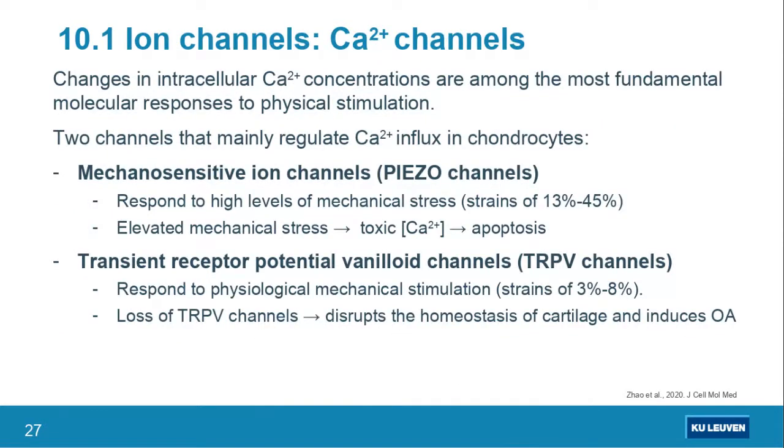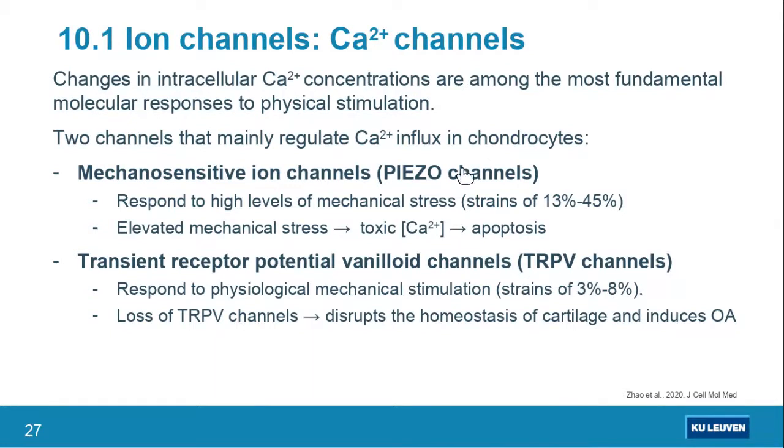Normally, there are many types of different ion channels, but in the case of chondrocyte mechanotransduction, the calcium channels are the most important ones, because intracellular changes in calcium concentrations are one of the most fundamental responses to mechanical loading. So in chondrocytes there are mainly two types of channels that regulate the calcium influx in response to loading. One of them is the piezo channels and the other is the TRPV channels.